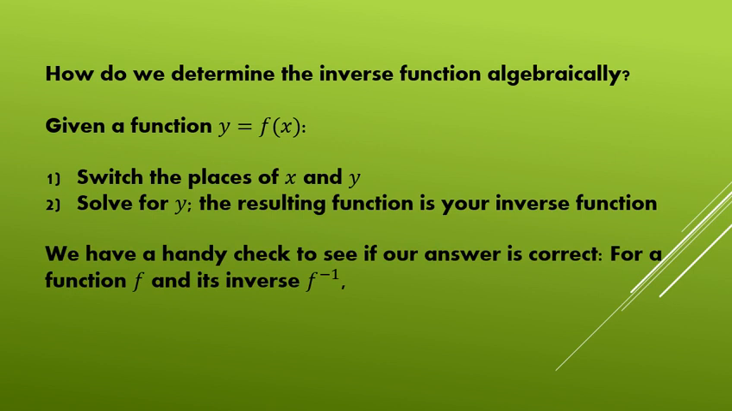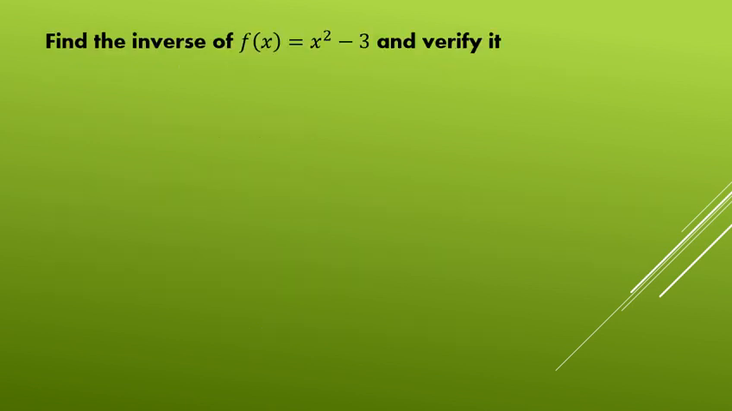And we have a handy little check to see if our answer is indeed correct. Because for a function f and its inverse function f inverse, when you take the composition of the two, no matter which way, you should always just come up with x. So f composed with f inverse or f inverse composed with f, that should just get you x.